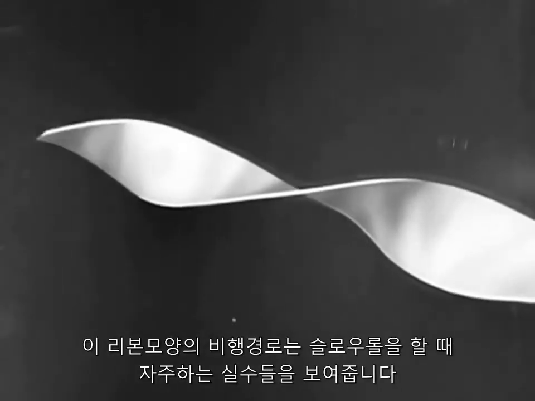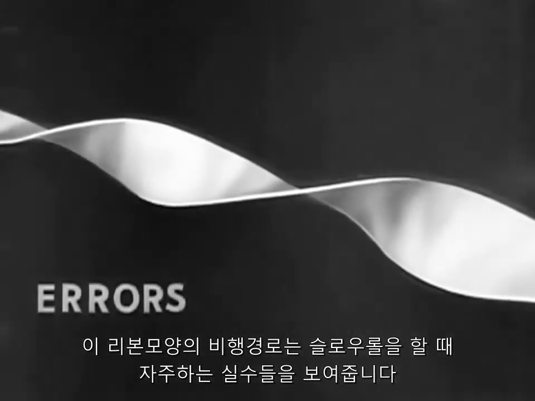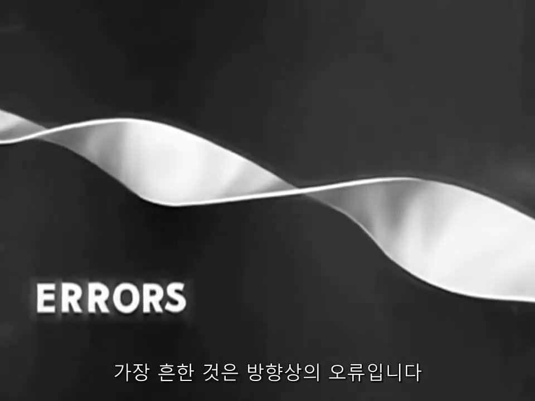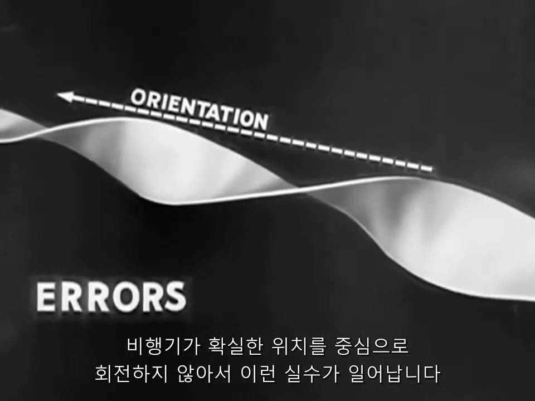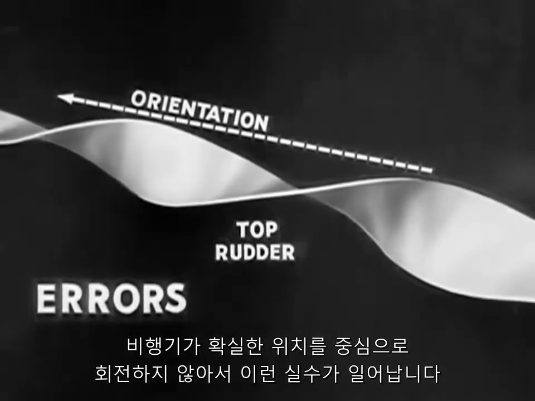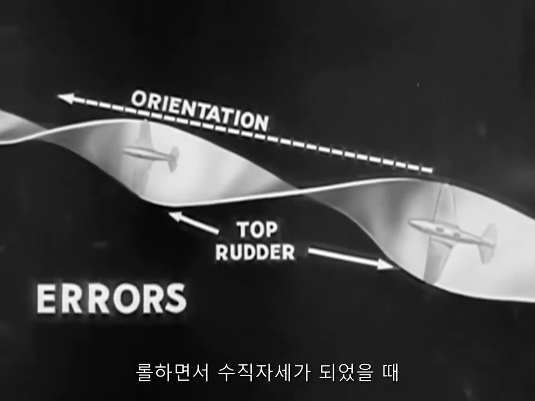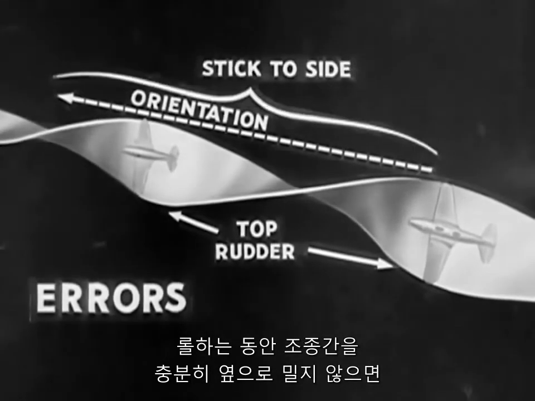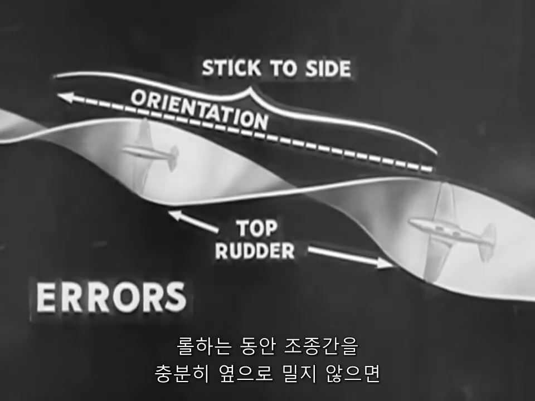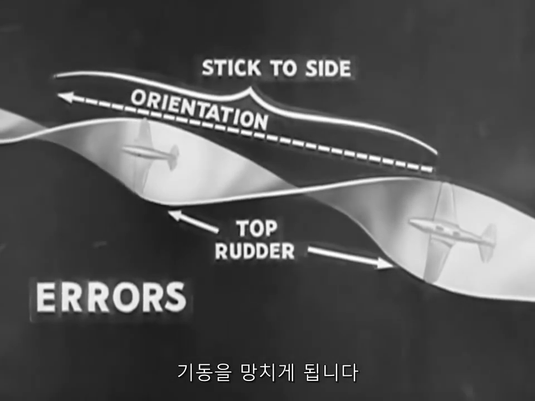This ribbon path of flight shows the points of common errors in the slow roll. Most common is an error in orientation. This occurs when the airplane is not rotated about a definite position. Failure to use top rudder in the vertical positions of the roll always causes trouble. Failure to hold the stick well over to the side throughout the roll also spoils this maneuver.